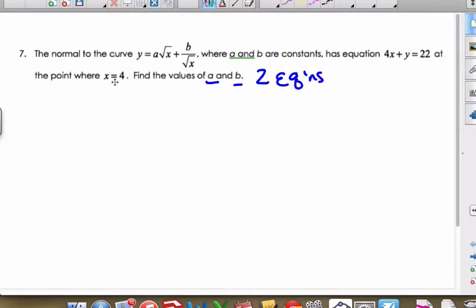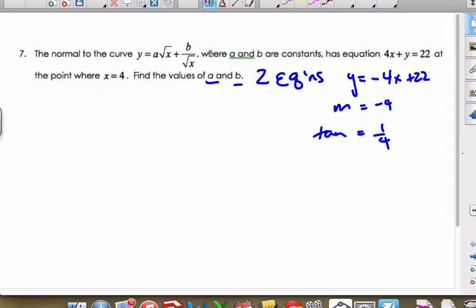Okay, the first equation I can do is I am going to find, at this particular situation, I can find the slope of this line, y is equal to negative 4x plus 22. And so the slope of the normal is equal to negative 4. And so the normal to the curve is equal to this. So the tangent slope is going to be equal to positive 1/4.